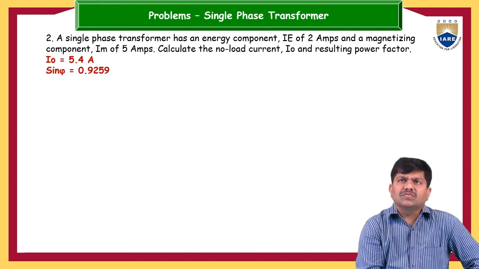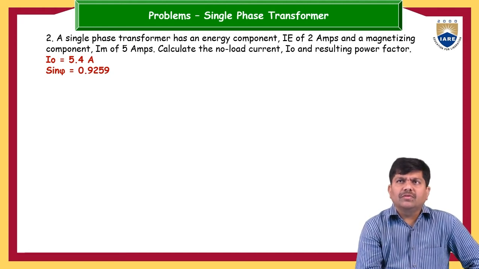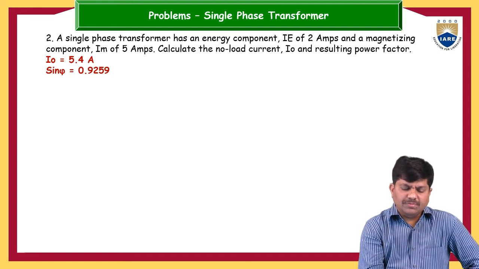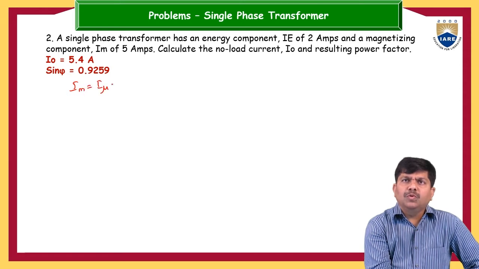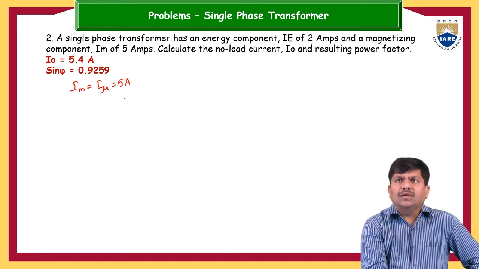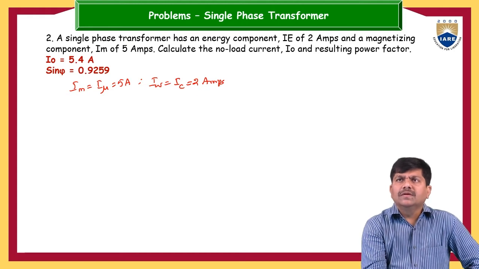That is: a single phase transformer has an energy component IA equal to 2 amps and a magnetizing component IM of 5 amps. Magnetizing component IM is sometimes represented as I mu. So this is 5 amps. Calculate the no load current I naught and the resulting power factor. The working component IC, that is the energy component, they have given as 2 amps.